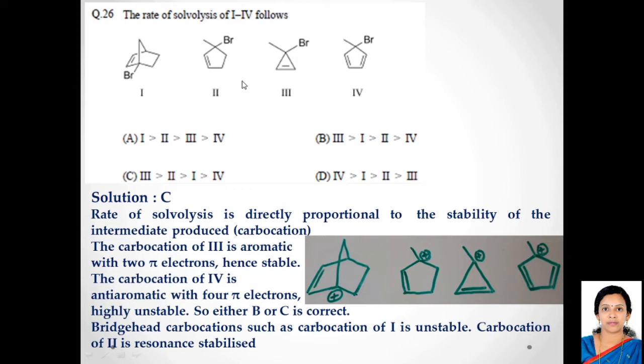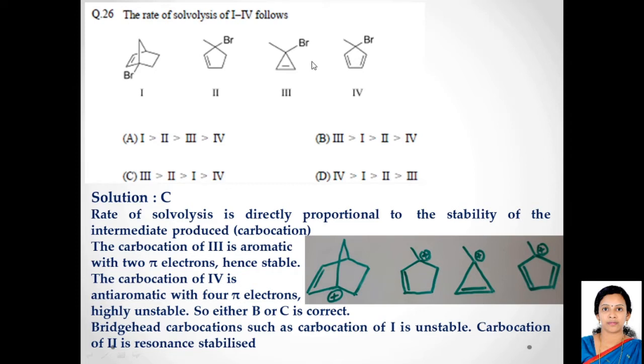So basically solvolysis can be considered as a nucleophilic substitution reaction, where the solvent is acting as a nucleophile. So just as in the case of a substitution reaction, the solvent will try to replace the leaving group, in this case the bromide. And so the first step in this substitution would be the generation of the carbocation, which will also be the rate determining step.